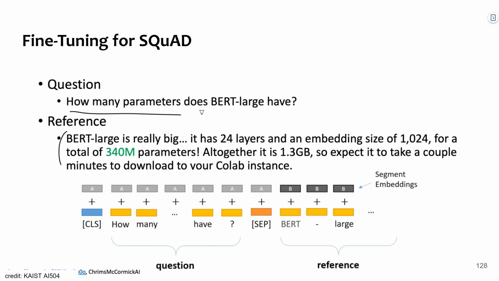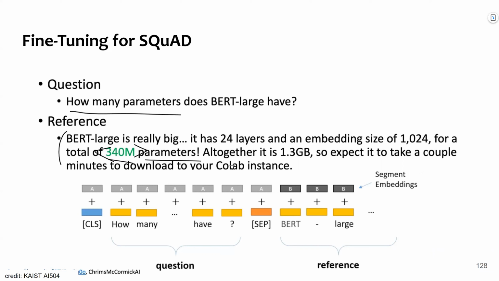How many parameters does BERT large have? By reading this paragraph, BERT large is really big. It has 24 layers and an embedding size of 1024 for a total of 340 million parameters. And by reading this paragraph, you already know that the answer is 340 million parameters. Altogether, it is 1.3 gigabytes, so expect it to take a couple minutes to download to our Colab instance.